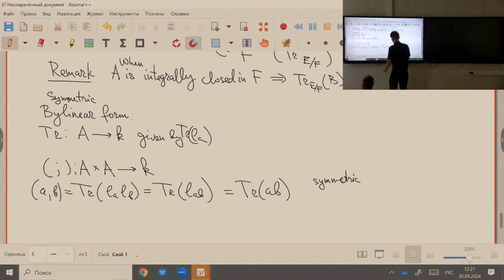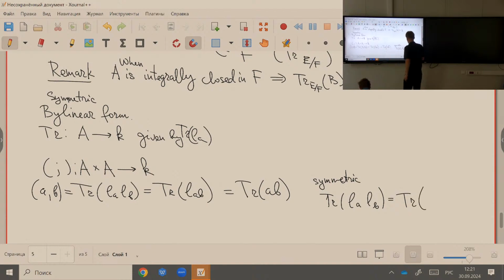It is still symmetric because trace is symmetric as a map. Because I do not commute AB, I am commuting trace, so I'm using this expression. And it is important.